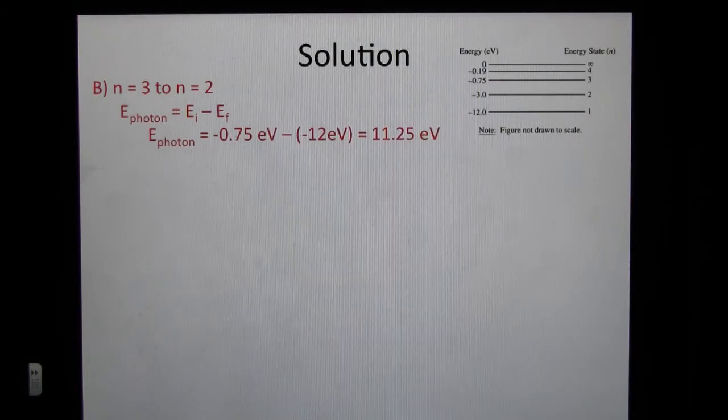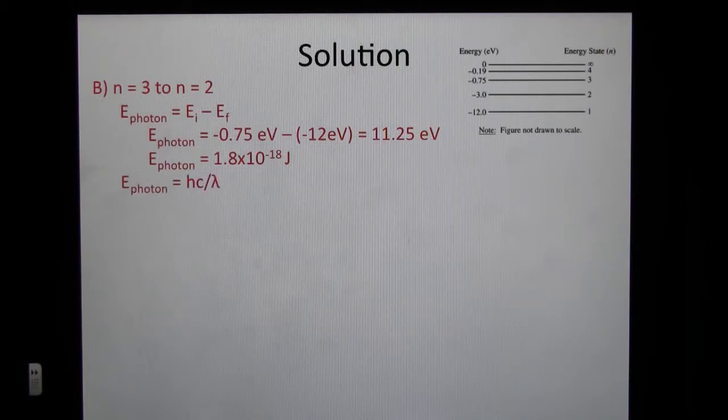The initial energy is negative 0.75 electron volts. The final energy is negative 12 electron volts. And taking the difference of the two, we find it to be 11.25 electron volts. This is the energy of the photon. But in order to figure out the wavelength, we have to use the energy in joules. So we have to convert 11.25 electron volts to joules by multiplying by 1.6 times 10 to the minus 19, and we find the energy of the photon in joules to be 1.8 times 10 to the minus 18.